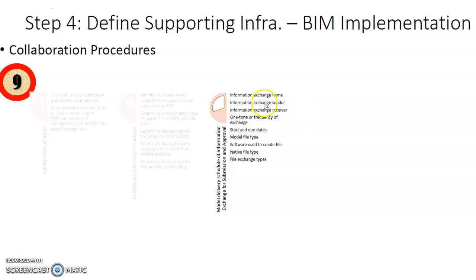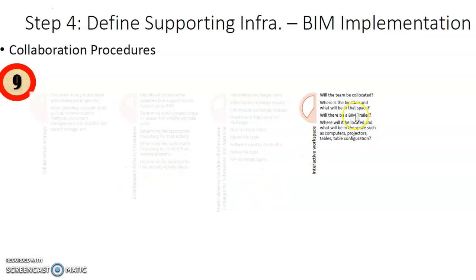So information exchange name, information exchange sender, information exchange receiver, one time or frequency of exchange, start and due date, the model file type, software used to create a file, the native file type, the file exchange types. You also need to designate the workplace for the stakeholders to undertake their work. Where will the team be co-located? Where is the location and what will be that space?